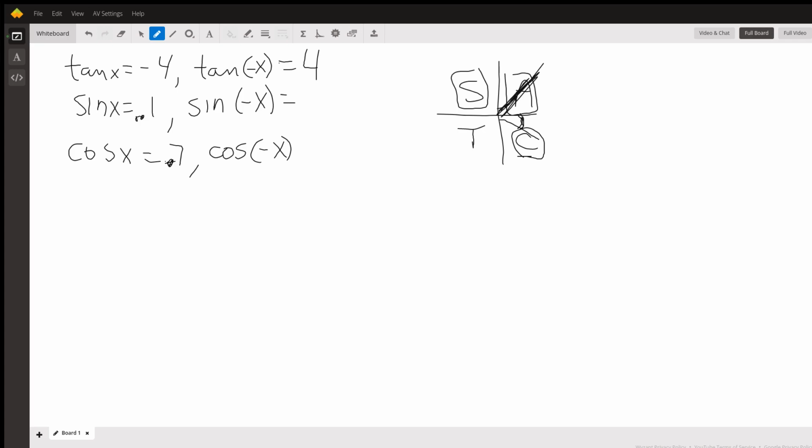If the sine of x is 0.1, that means, let's say we're in the first quadrant. So then the sine of negative x would be down here. The sign is negative, so it's going to be -0.1.